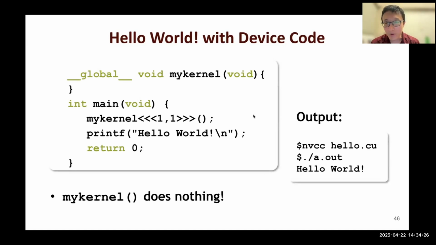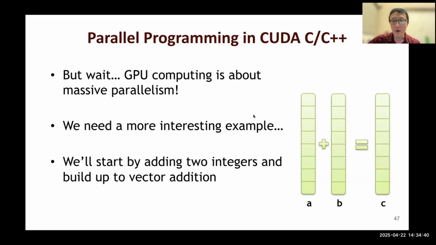You can get it compiled, you get it run, and actually my kernel doesn't do anything. But again, this is already a hello world CUDA code that you are actually working. This is the simplest you may have. Now, we want to do some parallel programming with CUDA C and C++, right? So we want to do this massive parallelism, but how can we do it? That's a question.